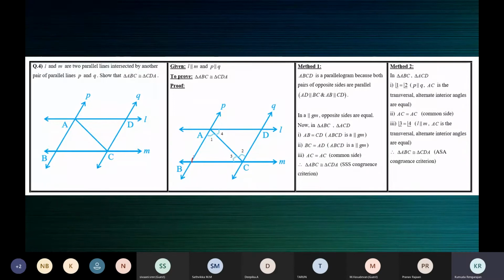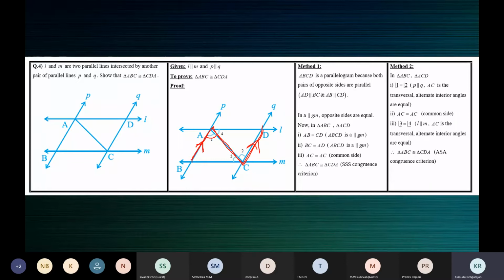See here: line, transversal, line. But these are parallel lines. It's a parallelogram. In fact, we know that P is parallel to Q. So we know that AB is parallel to CD. So line, transversal, line, where these two lines are parallel to each other. AB is parallel to CD.